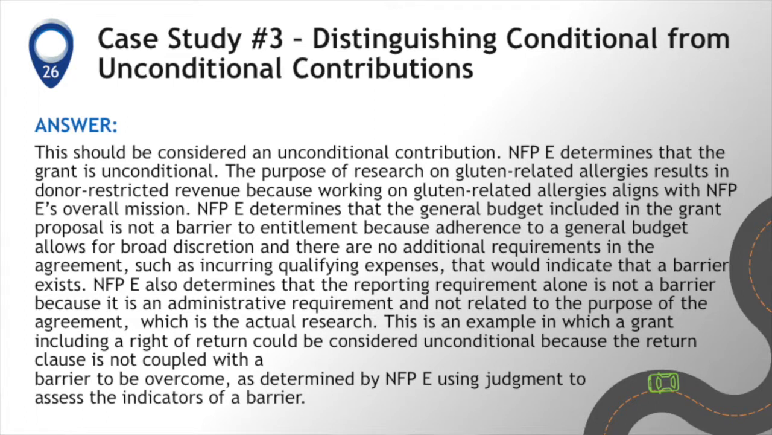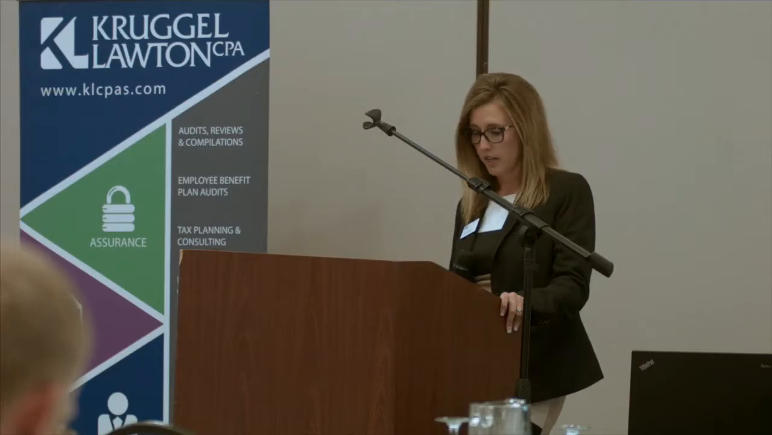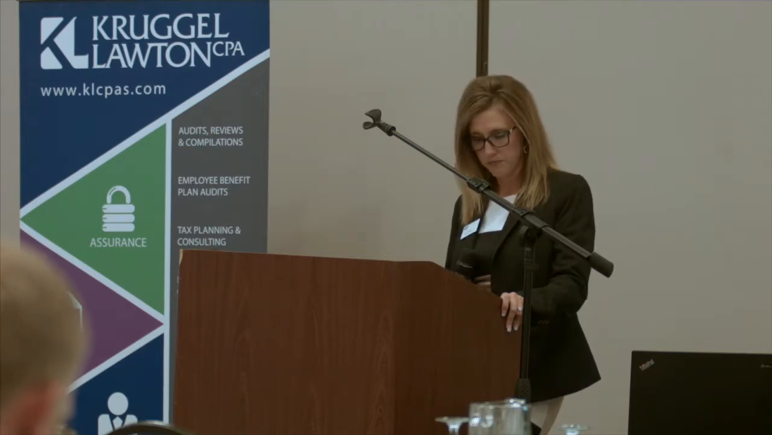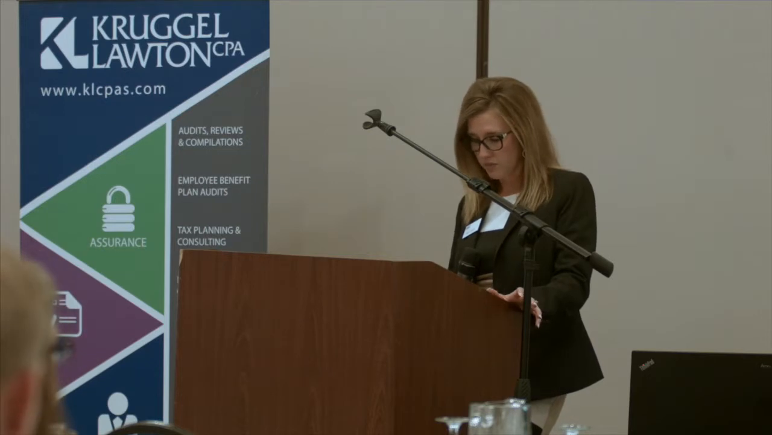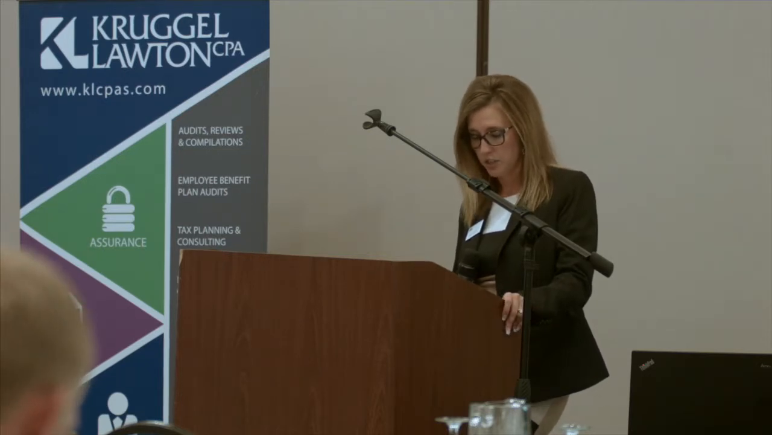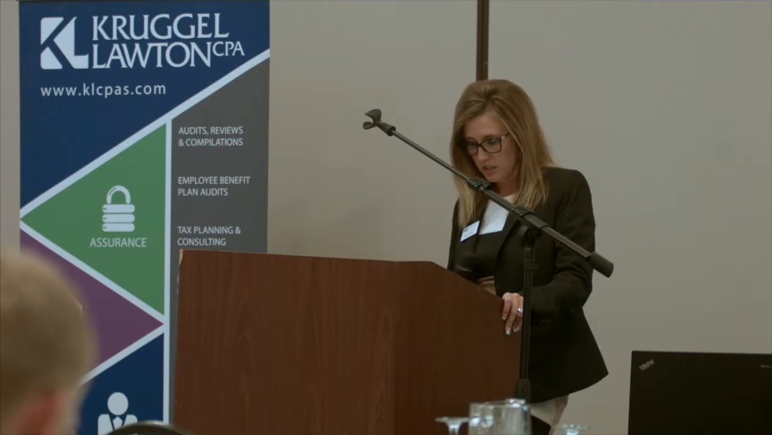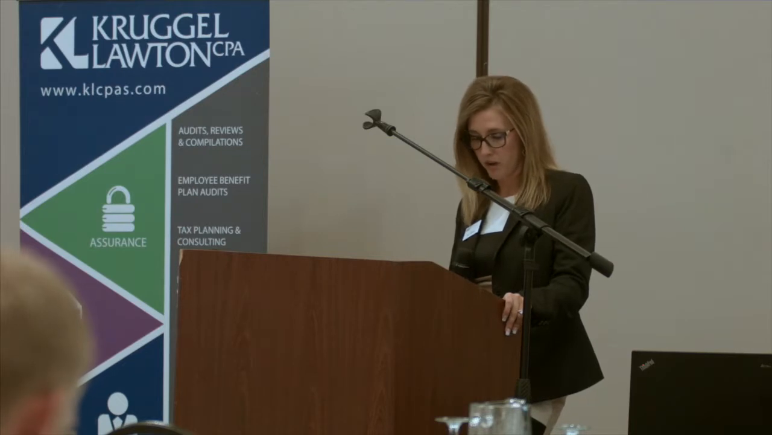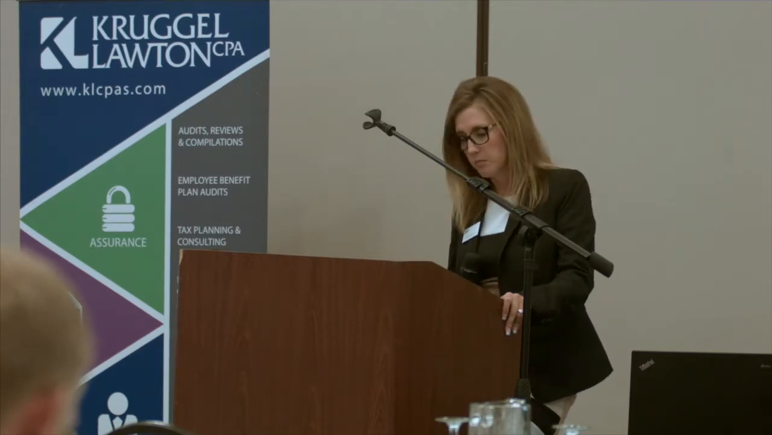So for the purpose of research on these allergies results in donor-restricted revenue, right? We're receiving this revenue for a specific purpose, and it's to do research around gluten-related allergies. We determined that the general budget included in the grant is not a barrier to entitlement, so it's not changing anything, and the foundation had to approve that budget when we submitted it. And because there are no deviations from that general budget, which allows for broad discretion, and there are no additional requirements in the agreement, such as incurring qualifying expenses that would indicate a barrier, we also determined that the reporting requirement alone is not a barrier because it is simply an administrative requirement.